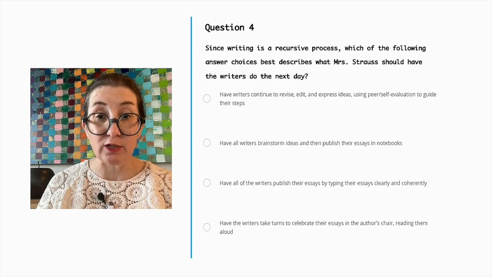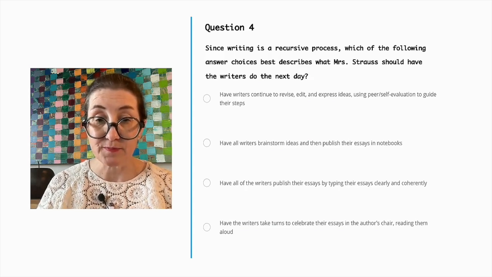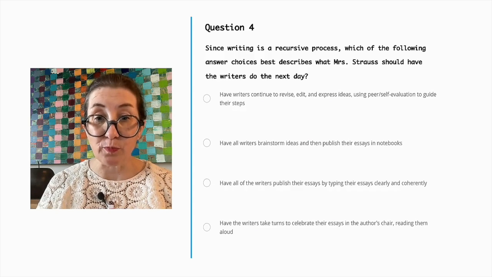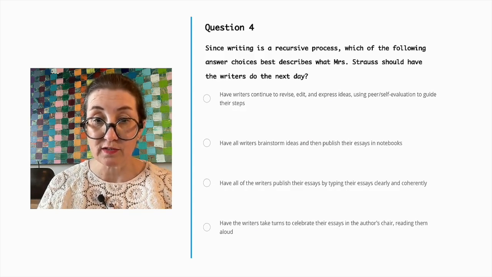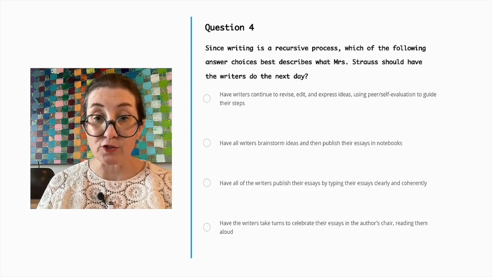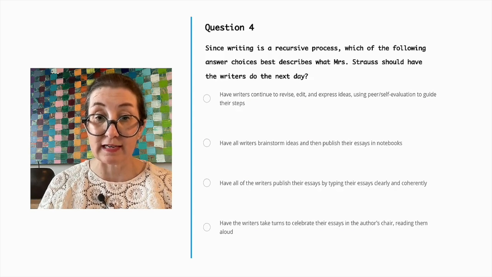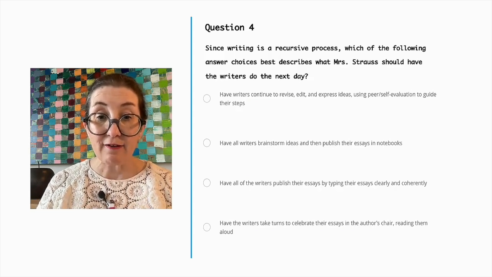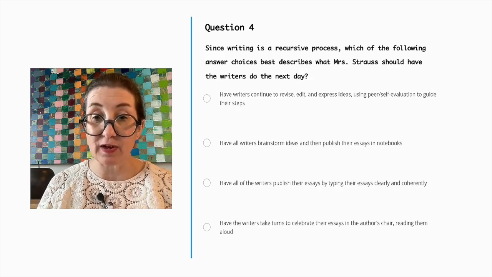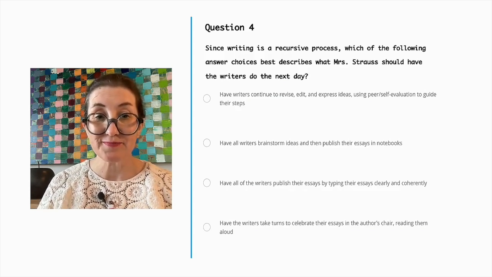Have writers continue to revise, edit, and express ideas, using peer and self-evaluation to guide their steps. Have all writers brainstorm ideas and then publish their essays in notebooks. Have all of the writers publish their essays by typing their essays clearly and coherently. Or have the writers take turns to celebrate their essays in the author's chair, reading them aloud.